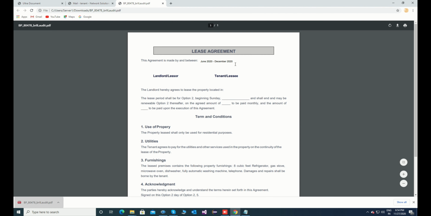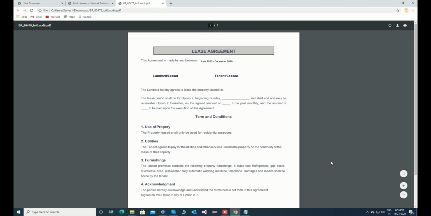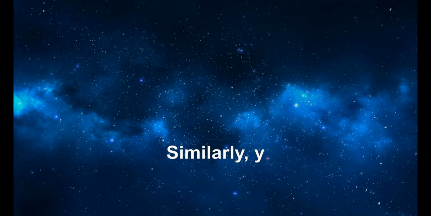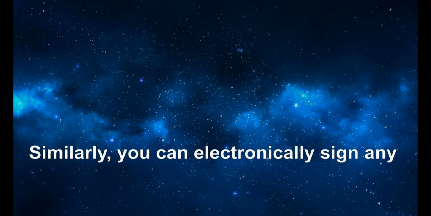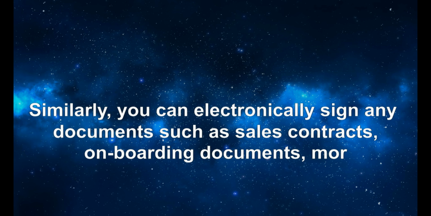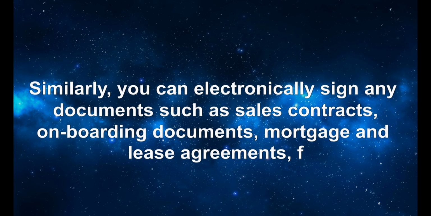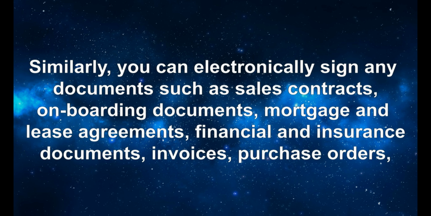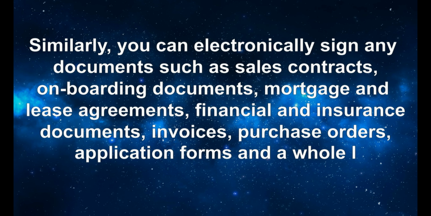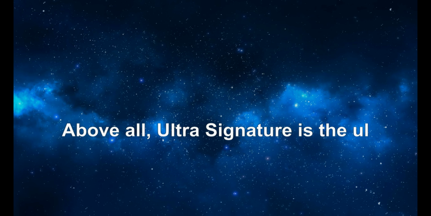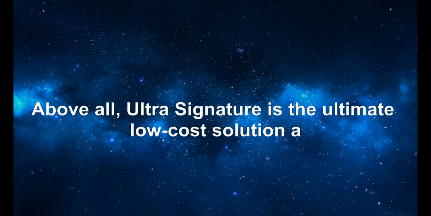Okay, now you have seen how a document can be electronically signed in few easy steps. This whole process takes just few minutes. Similarly, you can electronically sign any documents such as sales contracts, onboarding documents, mortgage and lease agreements, financial and insurance documents, invoices, purchase orders, application forms, and a whole lot more. Above all, UltraSignature is the ultimate low-cost solution available in the market.